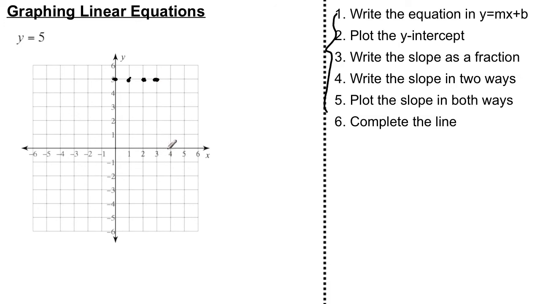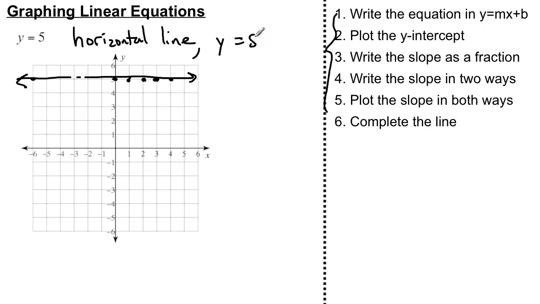When x is 4, y is 5, right? Y is always 5. What about when x is negative 6? Well, y is 5, right? And so what we get here is a horizontal line. Okay, so y equals 5. This is a horizontal line, right, where y is equal to 5. You got that? There's one last example.